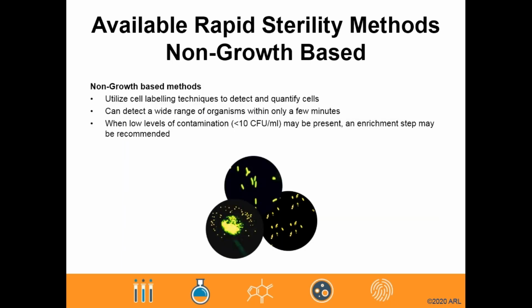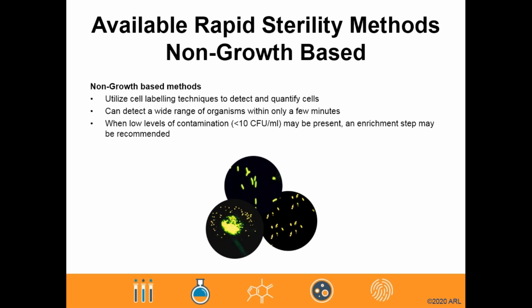The last category of rapid sterility methods I'm going to discuss today are those which are non-growth based. These systems do not rely on microbial growth to detect contamination, but instead use cell labeling techniques to detect and quantify viable microorganisms. This approach has the potential to detect a wide range of organisms within only a very few minutes because, again, it does eliminate that growth step.